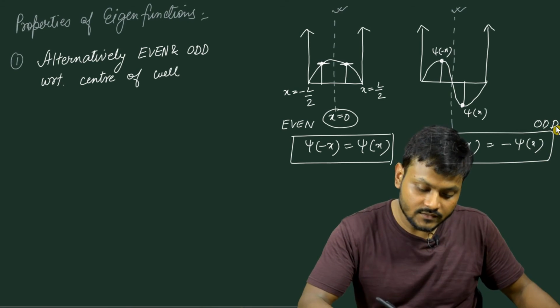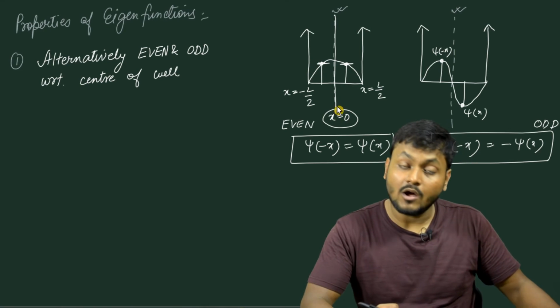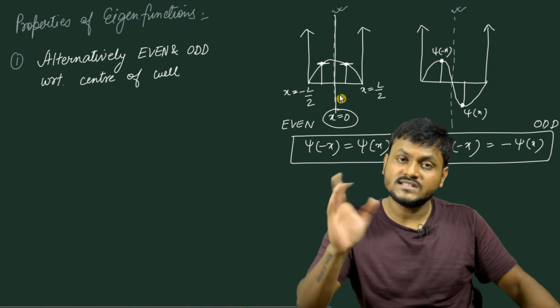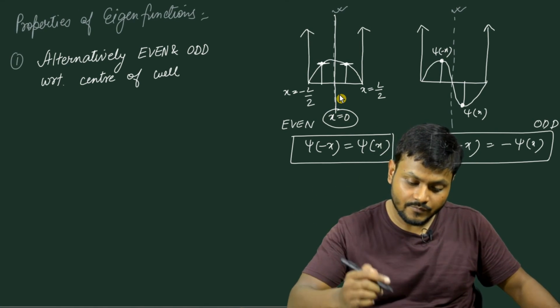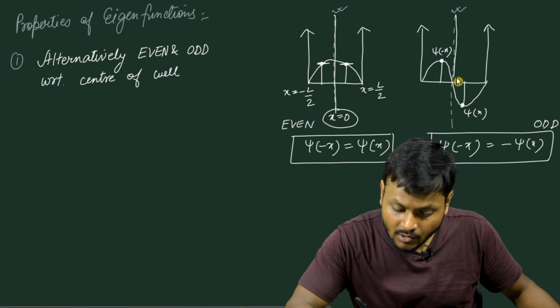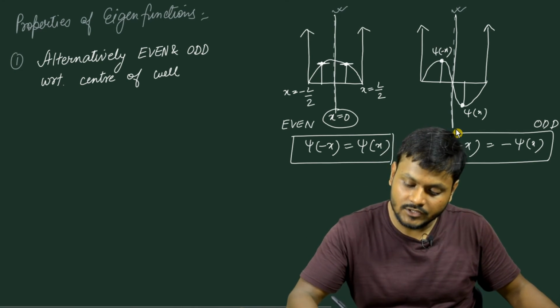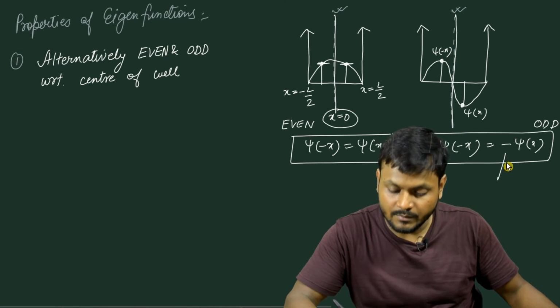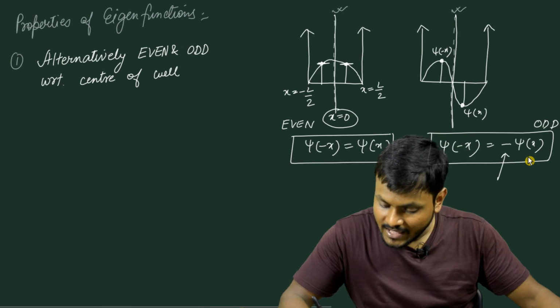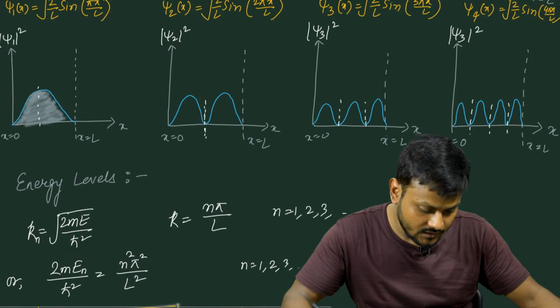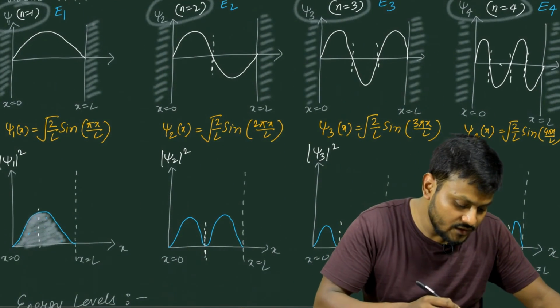That means this wave function around the axis passing through the center of the well is a mirror image of itself, while this wave function around an axis passing through the center of the well is a mirror image but inverted by a minus sign. So you can see that these eigenfunctions are alternately even and odd.